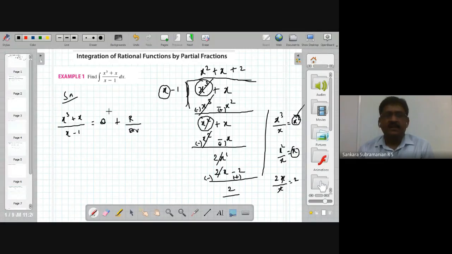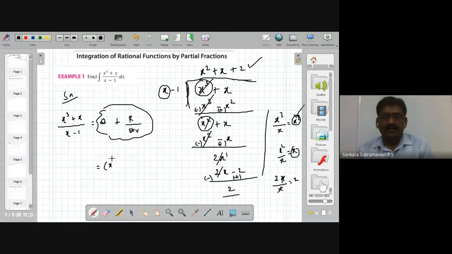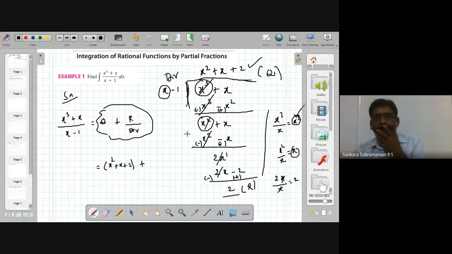So this is the rule, by the quotient theorem. This is the quotient, so you can write it as x square plus x plus 2 as the quotient, plus a remainder. This is the remainder, this is the quotient, and this is the divisor. So quotient plus remainder is 2, and the divisor is x minus 1.